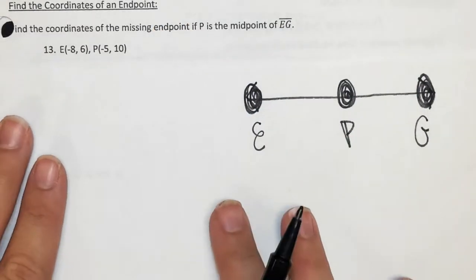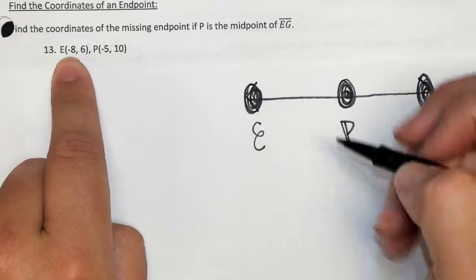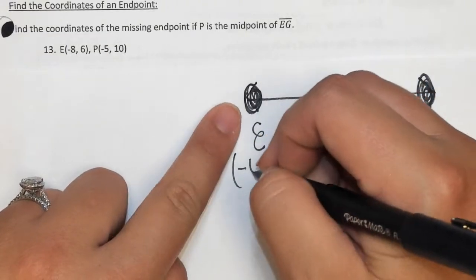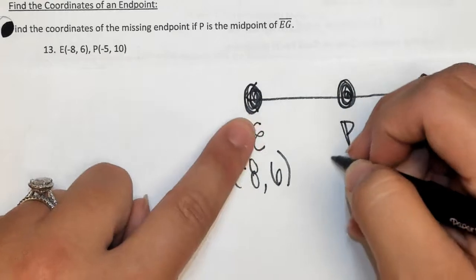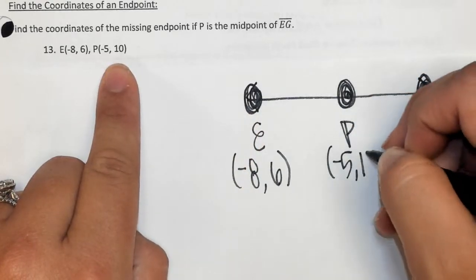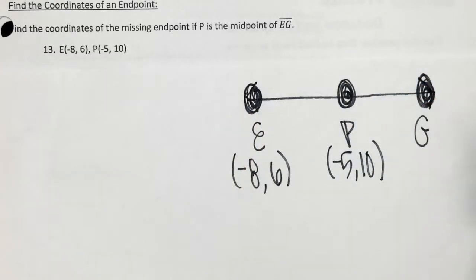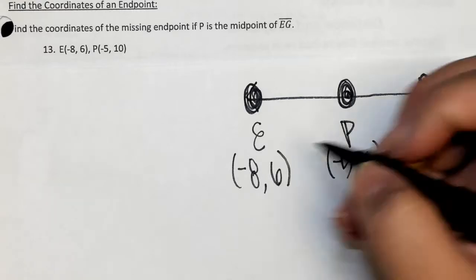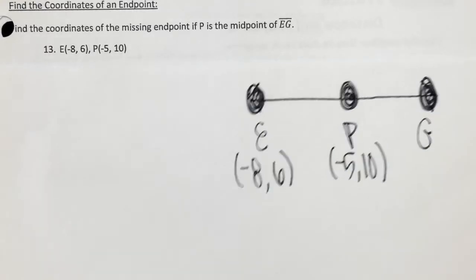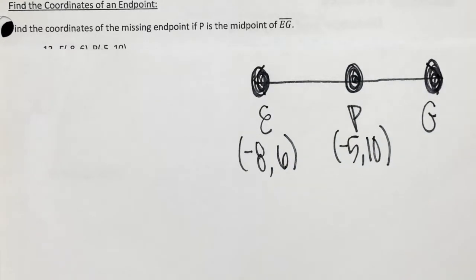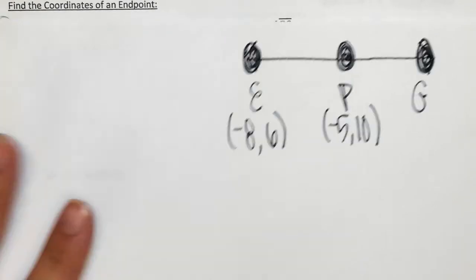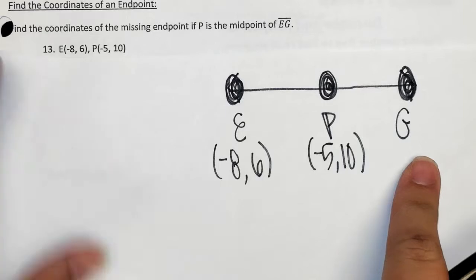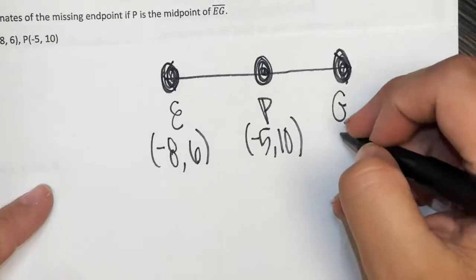Okay, so here's the problem. The problem is we're given E, which is negative 8, 6. And we're given P, which is negative 5, 10. Now, I know that these are coordinate points, but I'm just showing you this line segment to make you see it better. Okay, so technically this is on a coordinate plane. It's not a number line. Here's the problem. We need to find G.